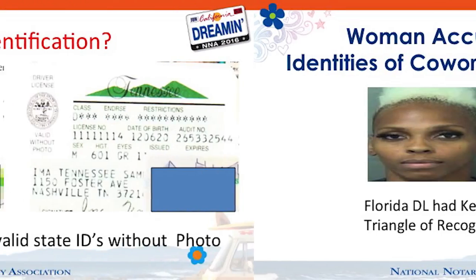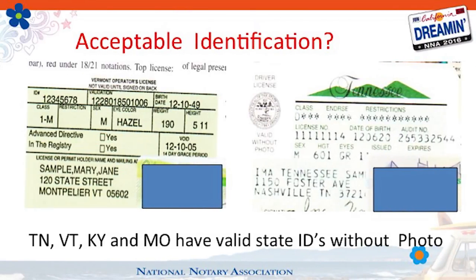Strange. All right. Acceptable identifications. There are some state IDs with no picture. Now what are you going to do? All right. This is what the state issued. Tennessee, Vermont, Kentucky, and Missouri have IDs without pictures. Now what are you going to do? It's like a business card, isn't it? But that's what the state provided them.